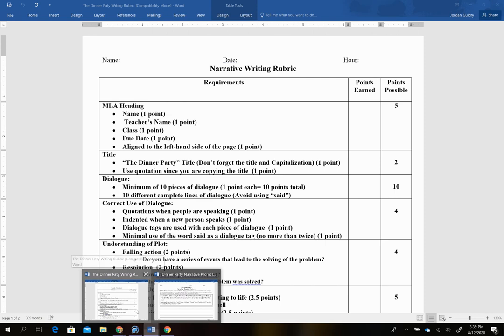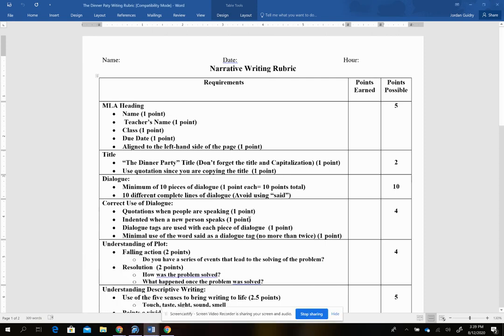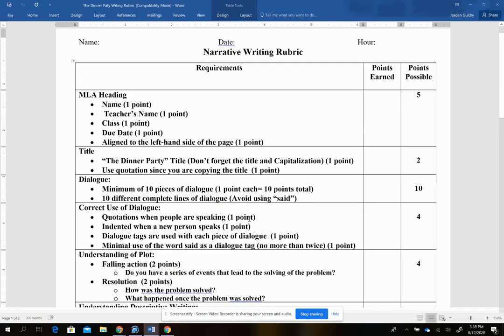So if we continue to look, I'm going to show you guys your narrative writing rubric. So this is your rubric or how you're going to be graded on this particular assignment. First is your MLA heading. You're going to get 1 point for having your first and last name, 1 point for having your teacher's name, a point for putting your class, due date is 1 point, and then a line to the left-hand side of the page is 1 point.